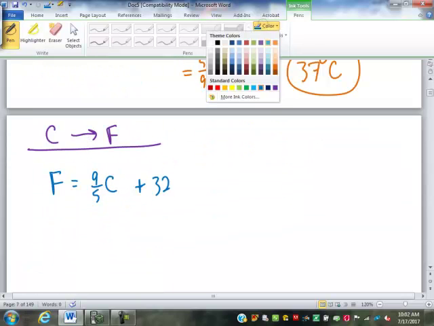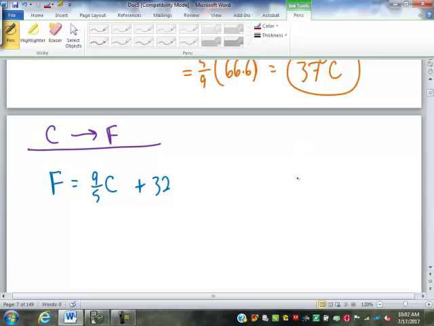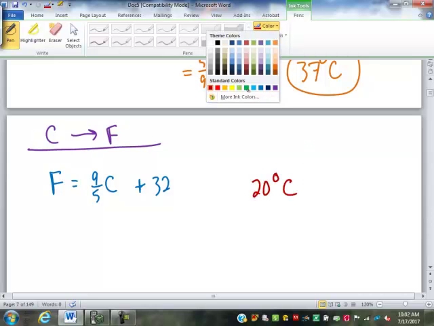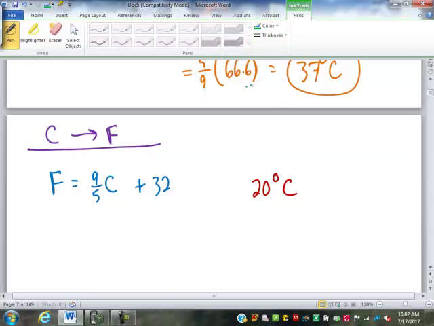So let's say you're driving into work and you happen to get a Canadian radio station. And they say the temperature today is going to be 20 degrees Celsius. Is that a cool day, a hot day, a nice day? Well, let's check.